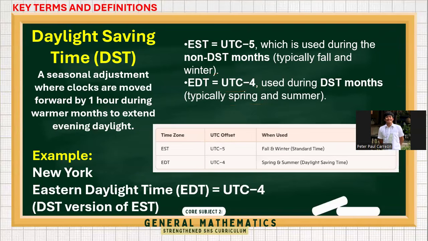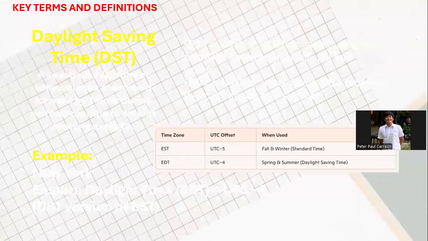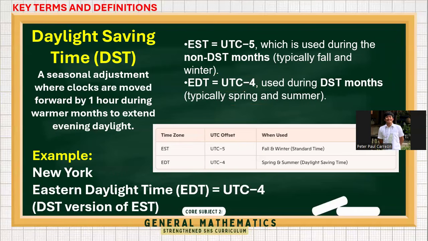So again, look at the difference between the two. For a standard time in New York, we follow the UTC -5. Again, it falls under winter and fall. And we have the UTC -4 for a daylight saving time, usually during spring and summer.